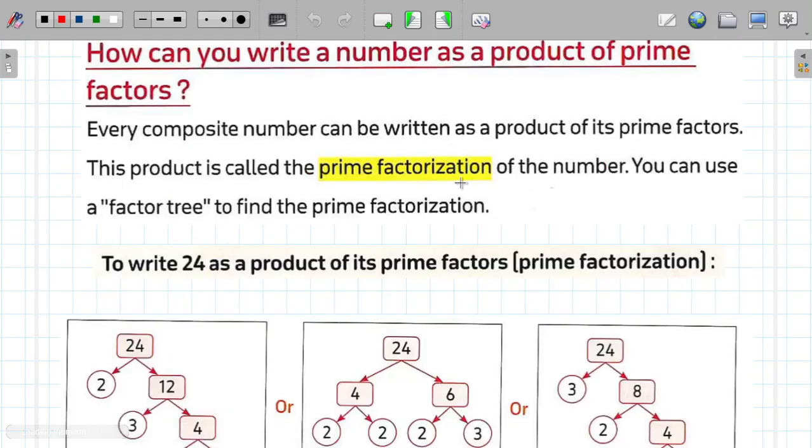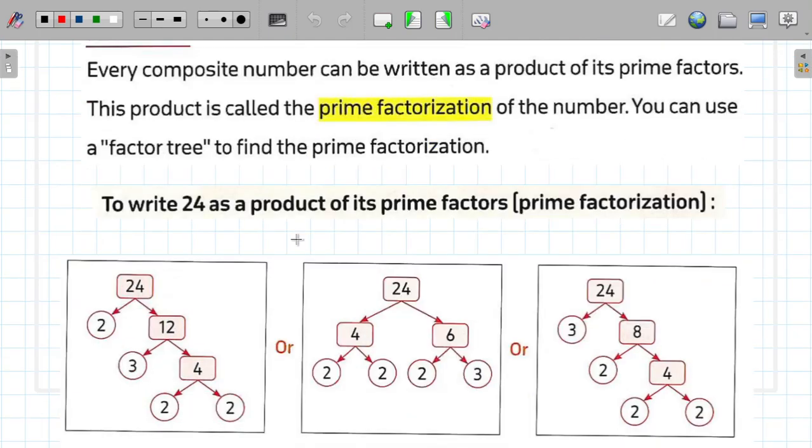Next, I want to factorize a number or write a number as a product of prime factors. Every composite number can be written as a product of its prime factors, and this product is called the prime factorization of the number. So we can use the factor tree to find the prime factorization. So if I have an example like this, I have 24 and I want to write 24 as a product of its prime factors, or I want to prime factorize it.